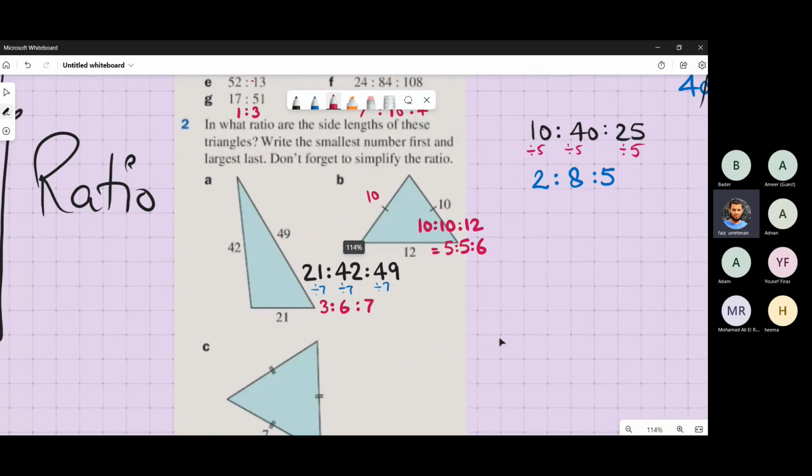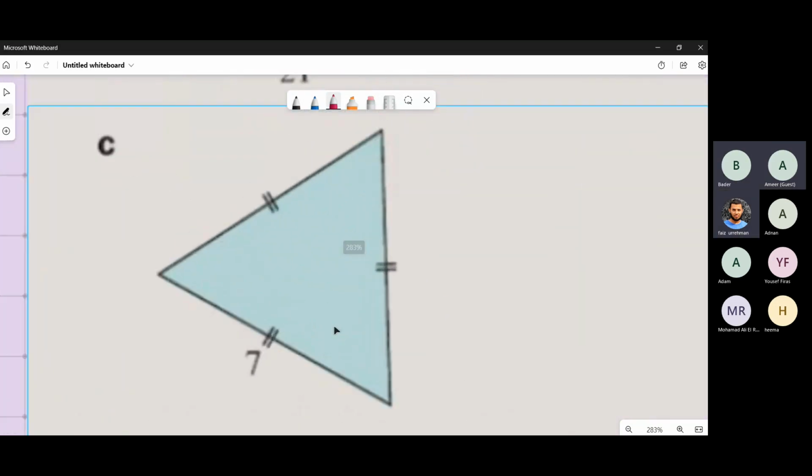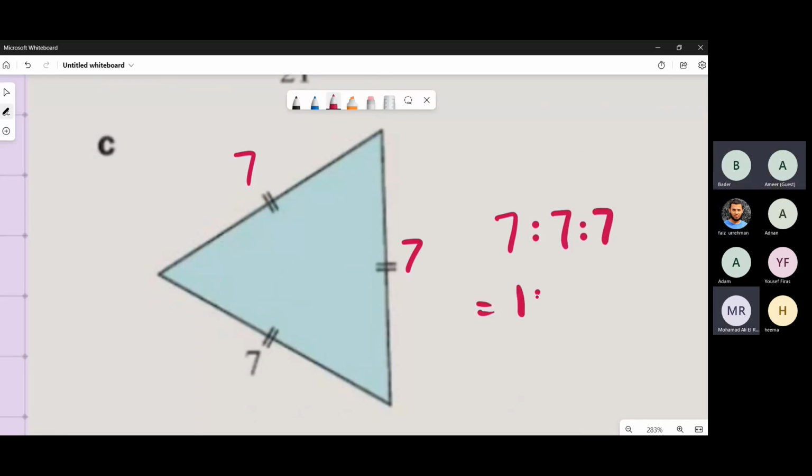Okay, what about the last one? 7 to 7, which is equal to what? 7 divided by 7 is 1, so 1 to 1.